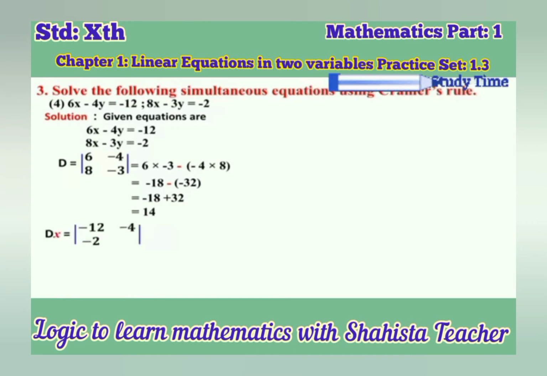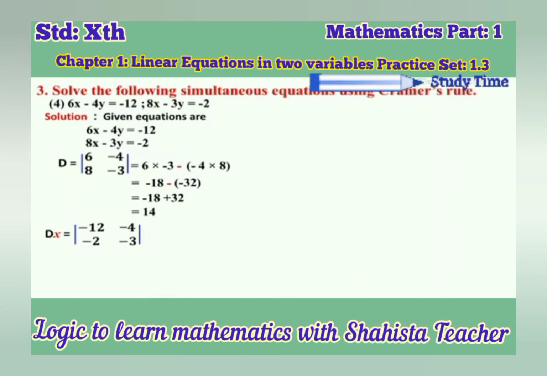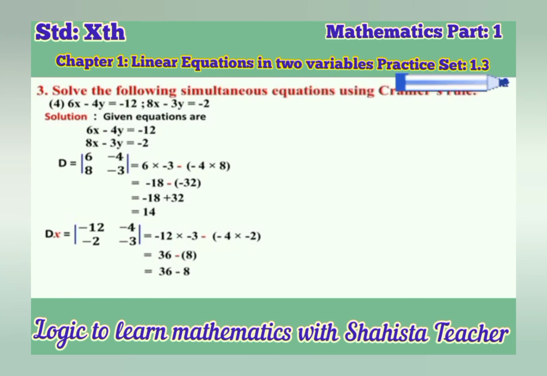So dx is equal to minus 12 upon minus 2 and minus 4 upon minus 3. Dx is the column of coefficient x. A1 upon A2 is replaced by C1 upon C2. So here minus 12 multiplied by minus 3 and minus 4 multiplied by minus 2. So 12 3s are 36, minus 4 2s are 8. So 36 minus 8 is 28. Is that clear, my dear students?